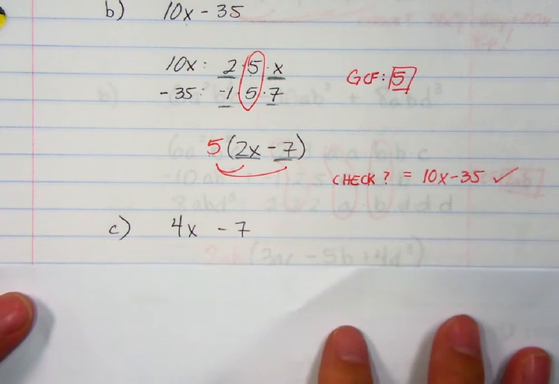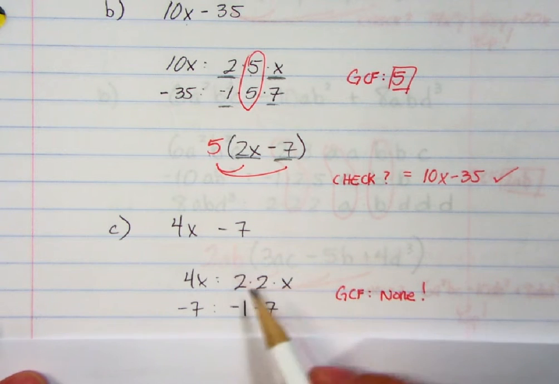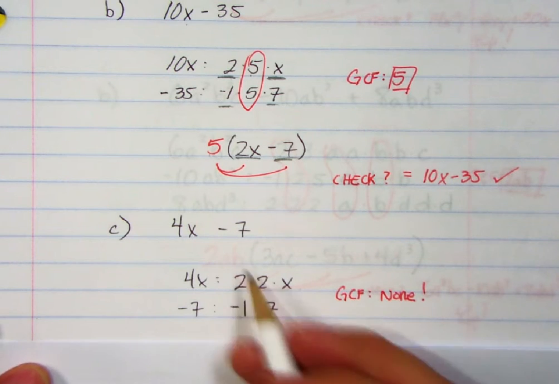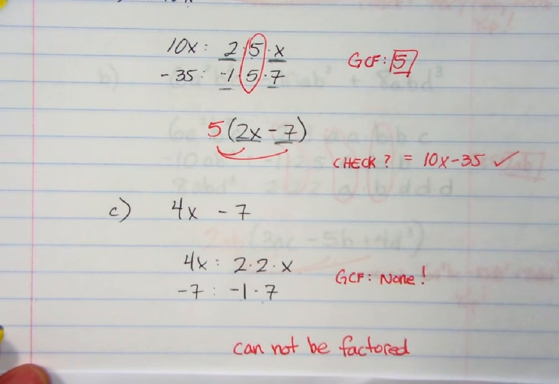And let's try one more here before I go into some more sample questions. 4x minus 7. All right, what do they have in common? There is nothing in common. 4x is 2 times 2 times x. Negative 7 is negative 1 times 7. There's nothing in common, so it cannot be factored.